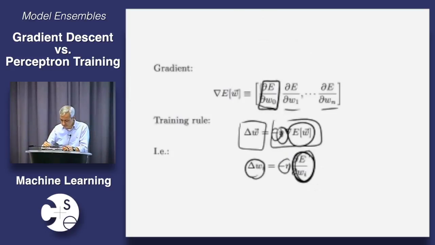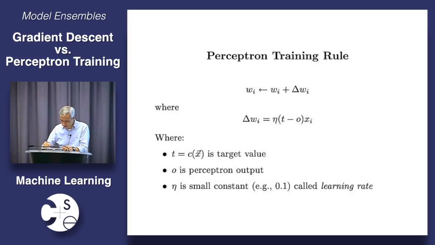As we rapidly flip back to our good old perceptron training rule, the weight update there is the learning rate times t minus o times the value of the feature. So what is the difference between these two? O. O is the difference? Why is O the difference?